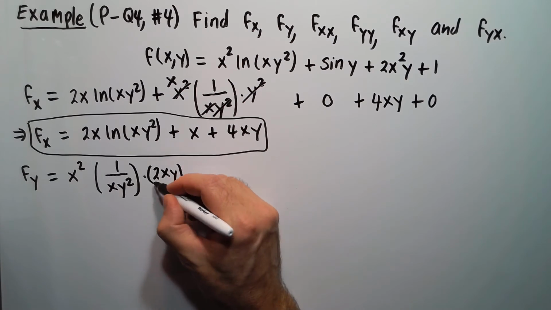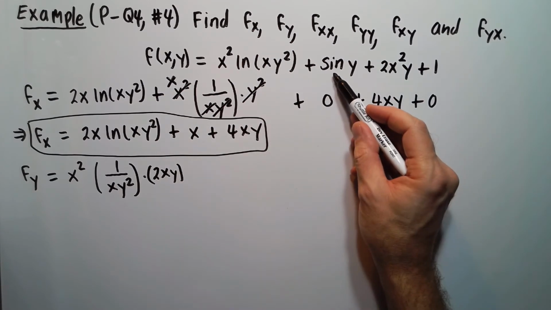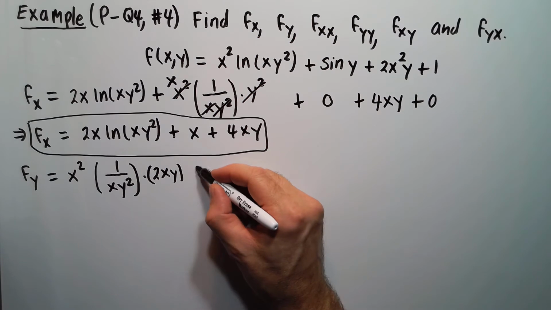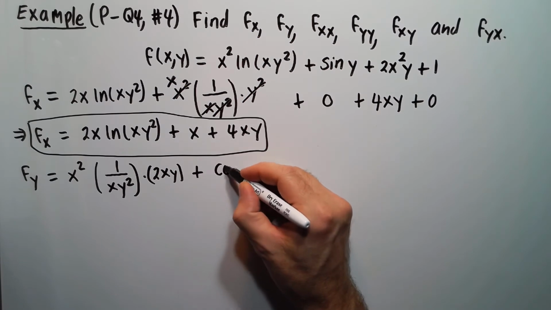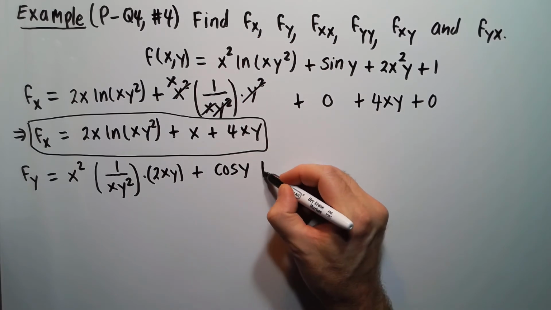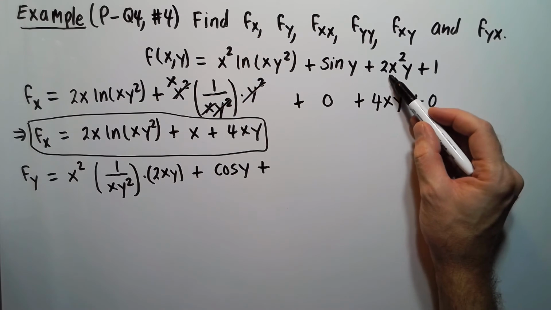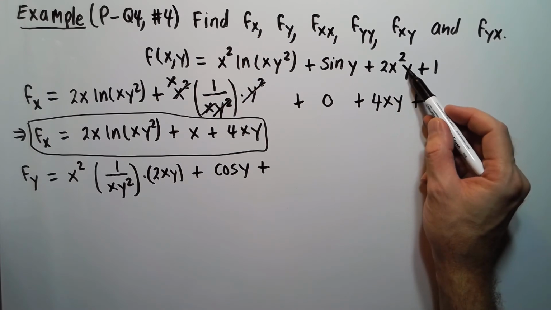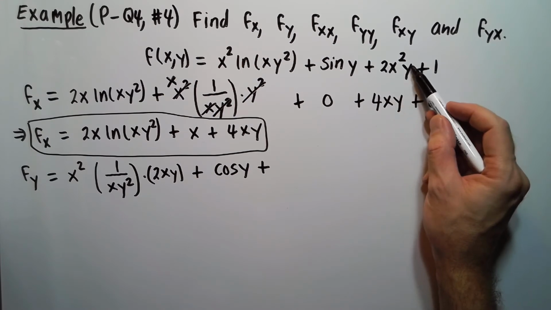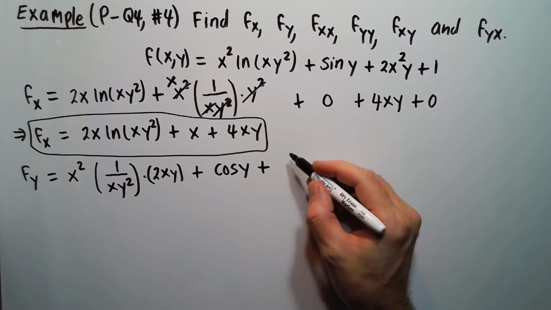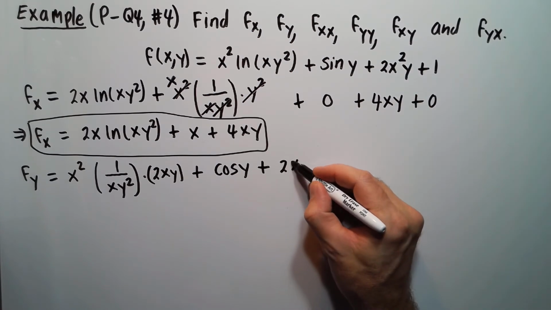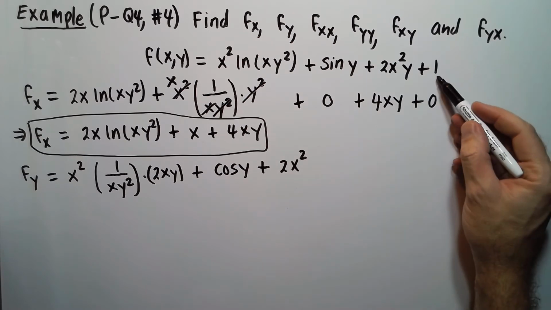2xy. Then derivative of sine of y would be cosine of y. And then derivative of 2x squared y with respect to y would just be 2x squared, because derivative of y would be 1. So it'd be 2x squared, and derivative of 1 is 0.